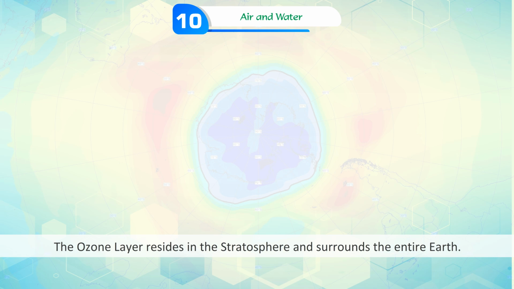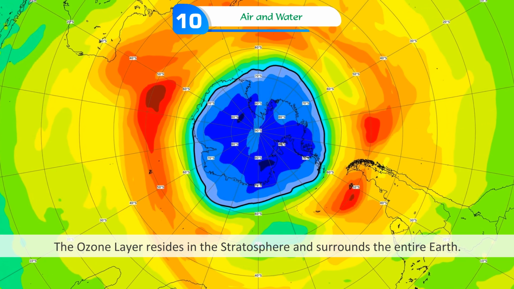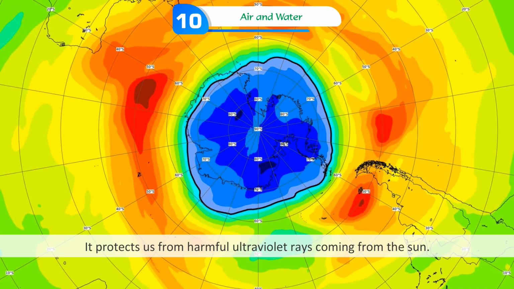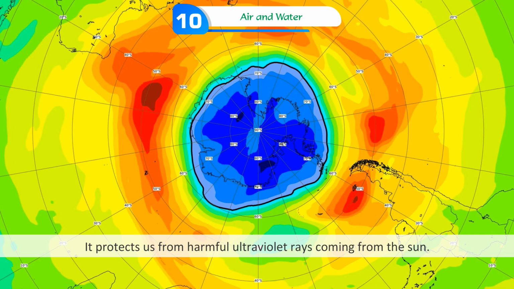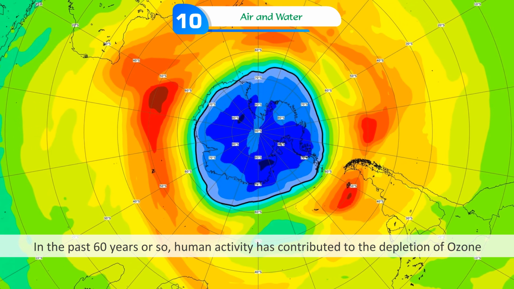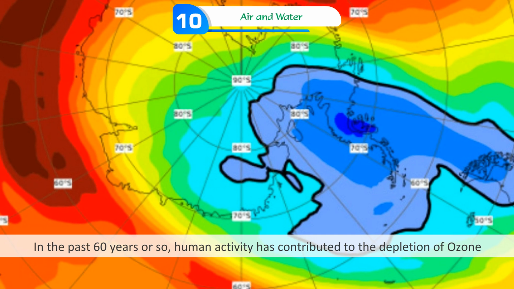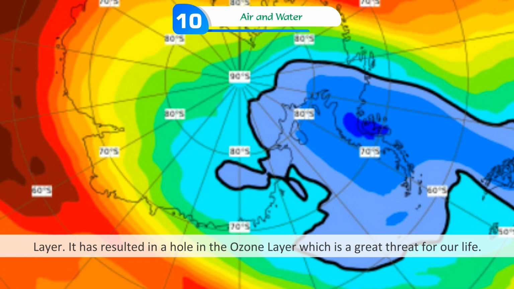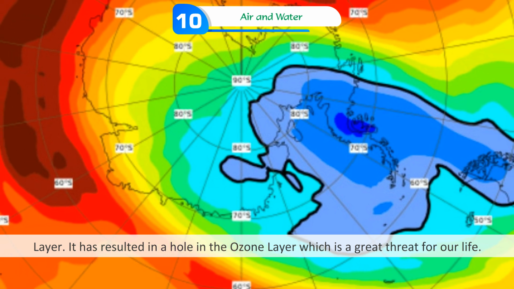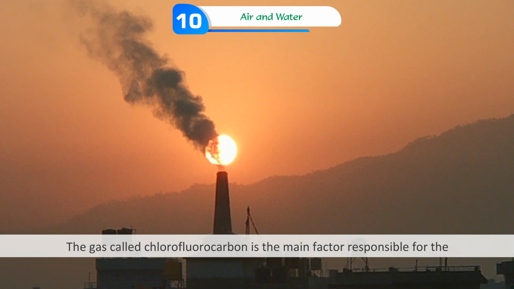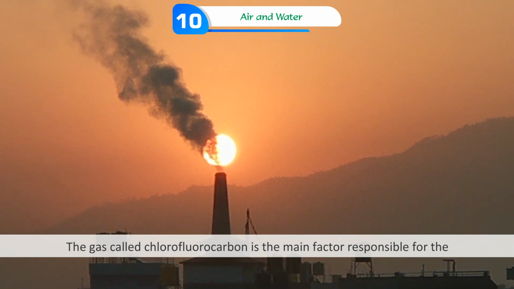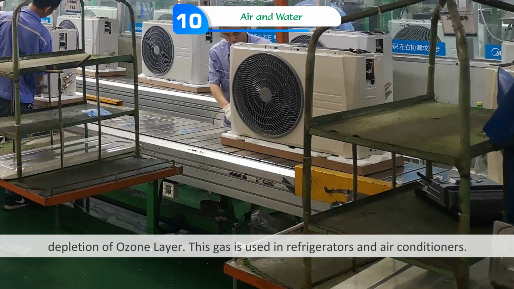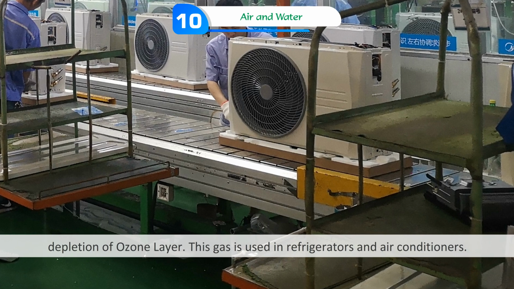The ozone hole. The ozone layer resides in the stratosphere and surrounds the entire earth. It protects us from harmful ultraviolet rays coming from the sun. In the past 60 years or so, human activity has contributed to the depletion of ozone layer. It has resulted in a hole in the ozone layer, which is the greatest threat to our life. The gas called chlorofluorocarbon is the main factor responsible for the depletion of ozone layer. This gas is used in refrigerators and air conditioners.